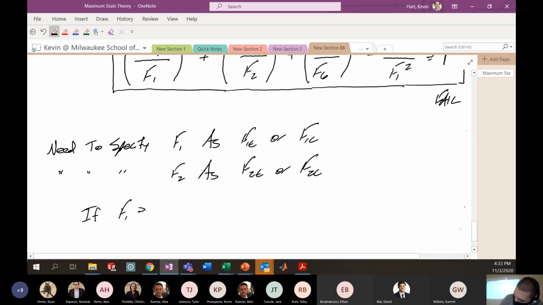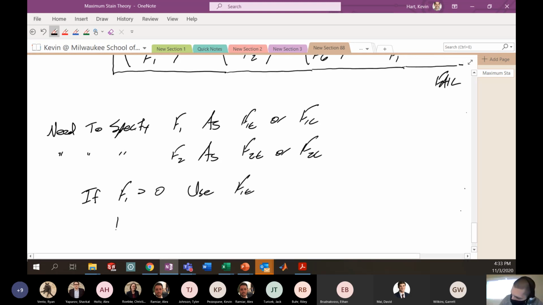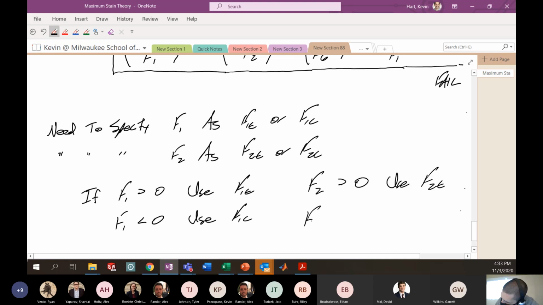if sigma 1 is greater than 0, use F1T. If sigma 1 is less than 0, use F1C. If sigma 2 is greater than 0, use F2T. If sigma 2 is less than 0, meaning you're in compression, use F2C. Why am I writing F? These should all be sigma. Sorry about that.